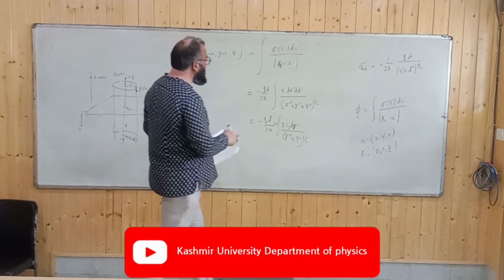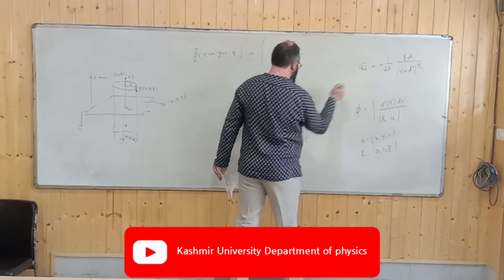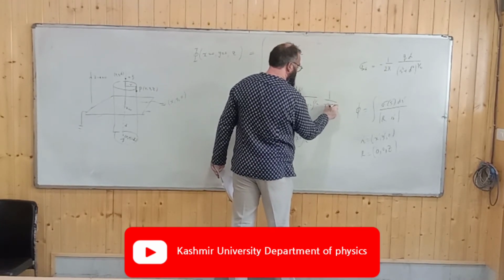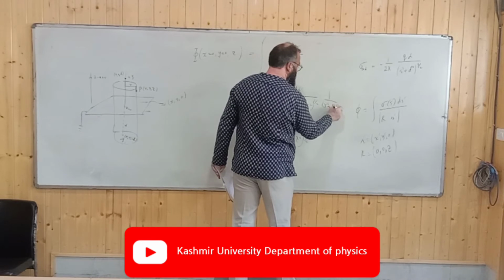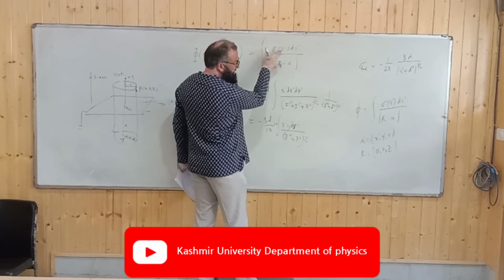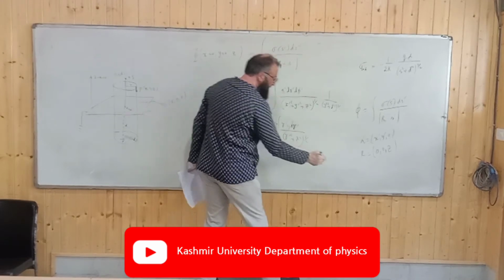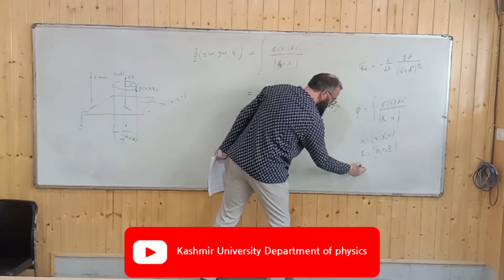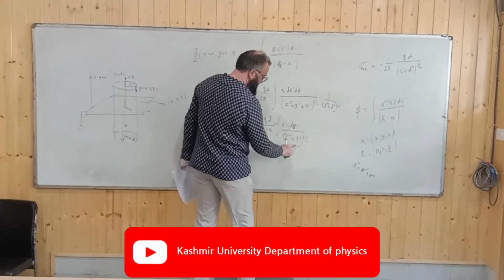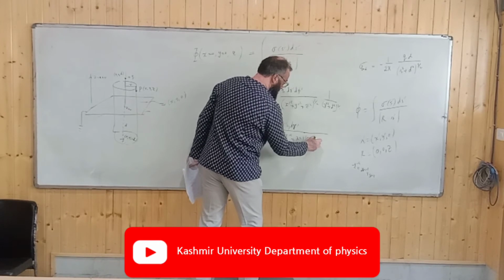Oh yes, I forgot about this factor. So there is a factor of 1 divided by r prime square plus d square raised to power 3 by 2. So this is r prime, because I am taking sigma of s prime. What is r prime? What is r prime square? x prime square plus y prime square, so divided by r prime.